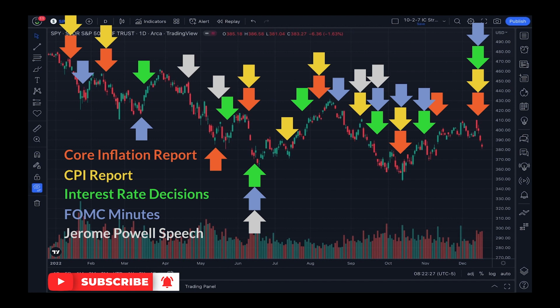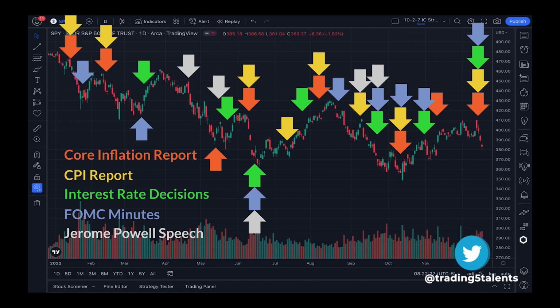What a lot of traders are looking for is for the Fed to start lowering the interest rates, and that would probably signal the return of the bull market. But until the Fed stops raising interest rates, we'll probably continue to experience this type of choppy action. So we are down for the year.